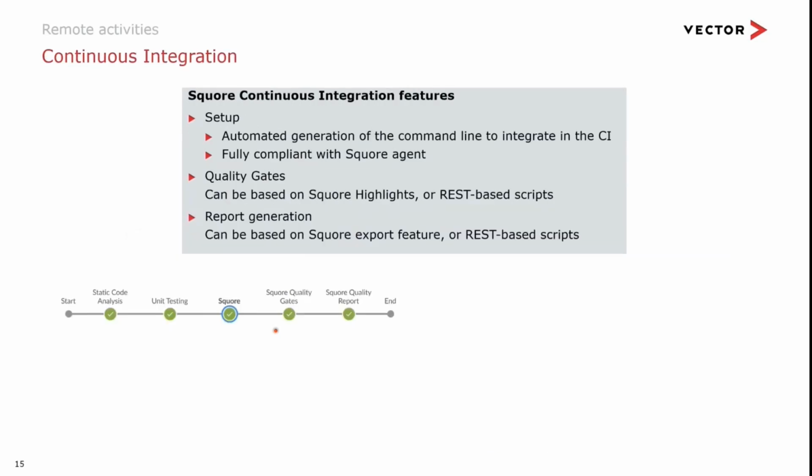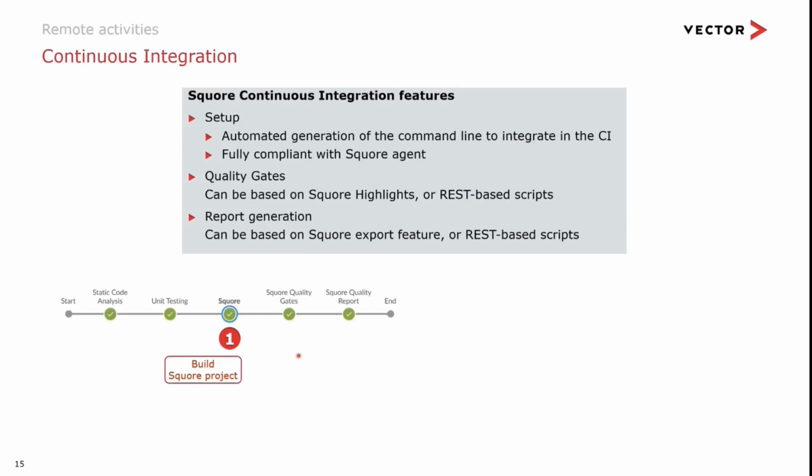Speaking about remote activities, the continuous integration, of course. We have pushed one step further how Squore can be used in a continuous integration. Here we have a typical pipeline with some tools being used, then Squore, and let's see what we can do now. Squore is being used as before. You could already do that in Squore 20, and Squore is run using the Squore agent, and the command line to launch this Squore agent is automatically generated within the UI if you need to. So it's more user friendly here to generate this step in the pipeline.